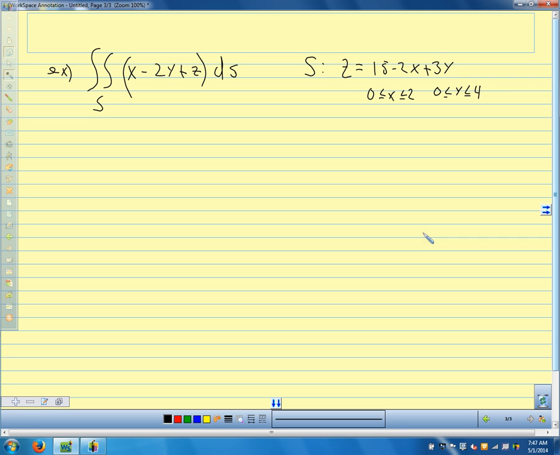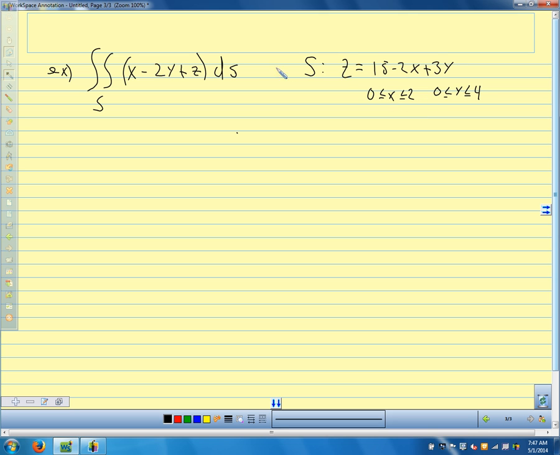So before we set this up, let's talk about what we're doing here. This surface, z equals 15 minus 2x plus 3y. What is that surface? A plane, right? So our surface is a plane. And the region in the xy plane, 0 less than or equal to x less than or equal to 2, 0 less than or equal to y less than or equal to 4. What is that region? A rectangle. So our region in the xy plane is a rectangle.